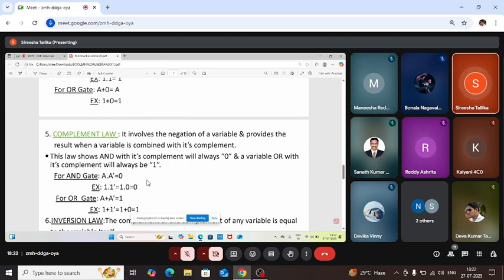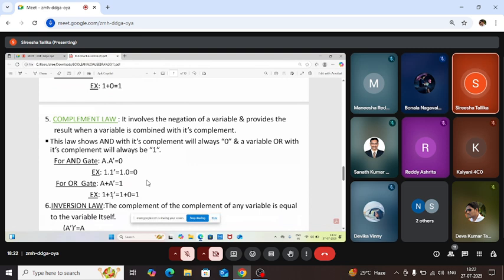Or if we apply zero, it becomes one. So the output will be 1 into 0, which means 0 output. If A is 0, then 0 complement is 1, so 1 into 1 is 1. The output becomes 1. Then for the OR gate, we use A plus A complement equal to 1. So for the OR gate, the output will always be 1.